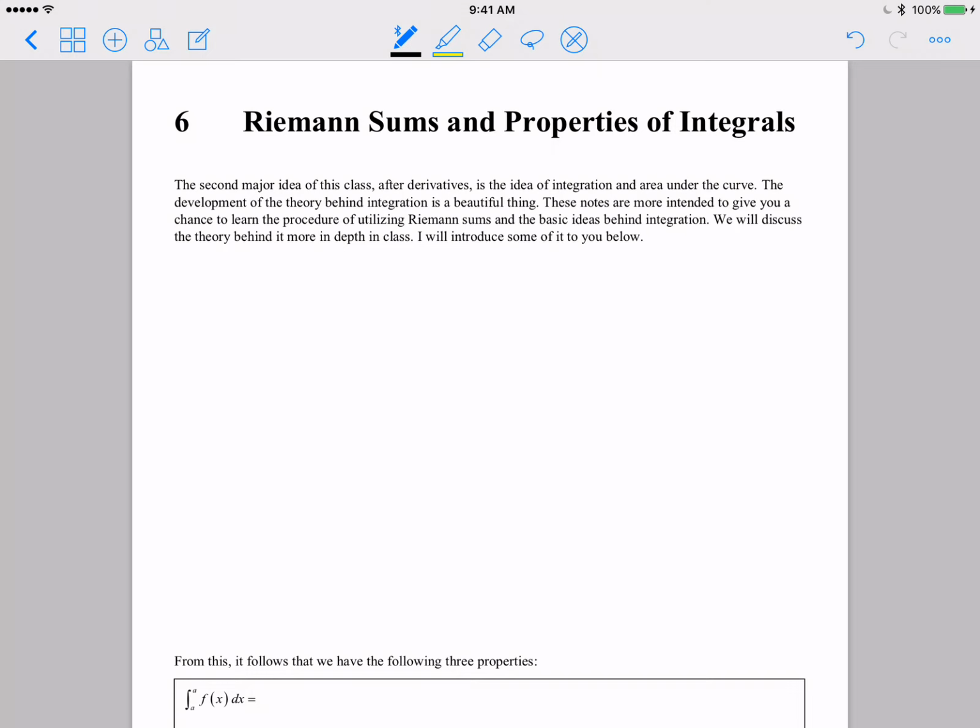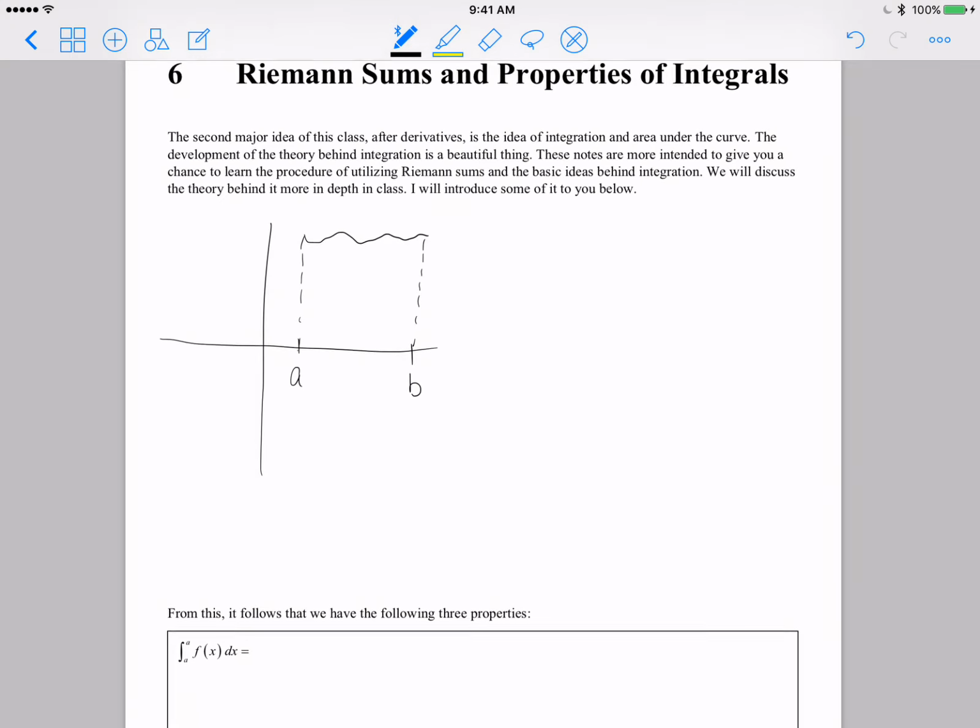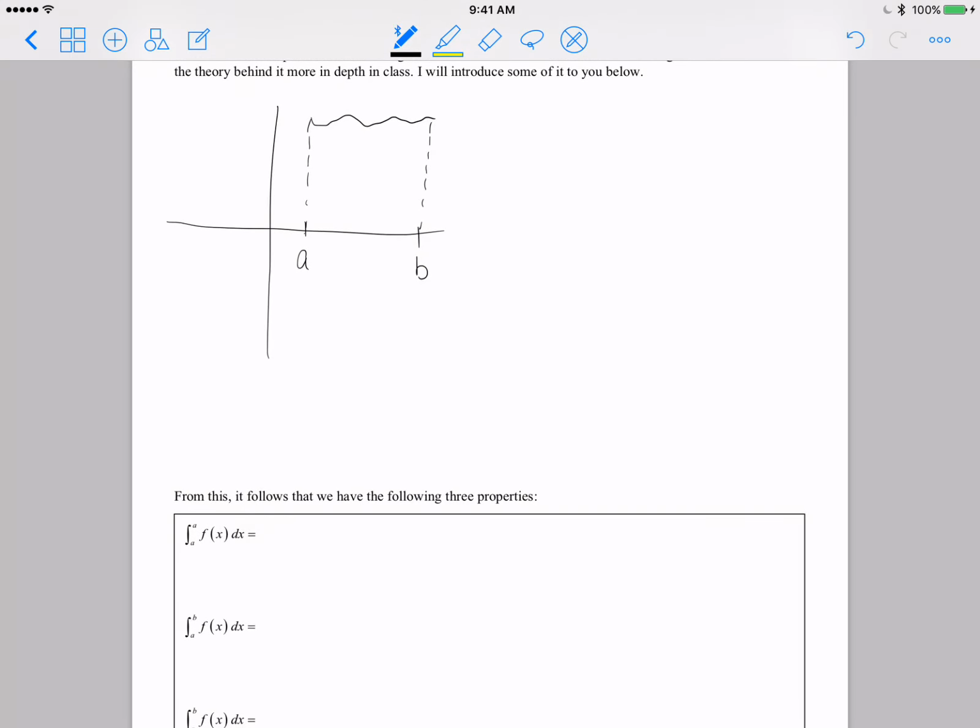So if I draw a function here, I just want to show you a couple of properties, and I'm going to try to do that using a picture. Let's say that we have the two x values a and b, and then we have some function that goes from a to b. Let's say that I wanted to find the area in this first property, the integral I should say, from a to a of f of x.